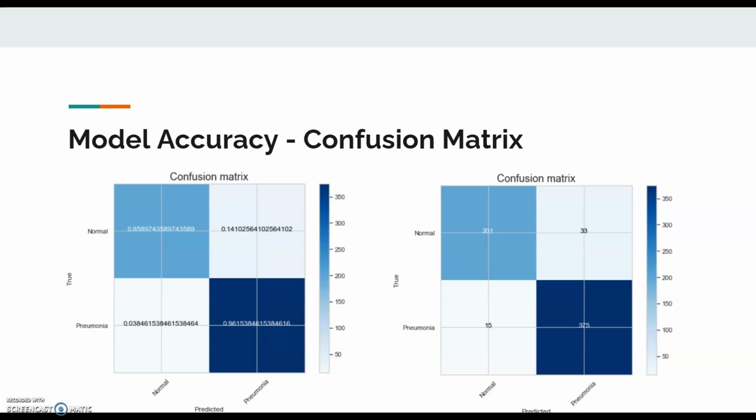So to interpret this confusion matrix, you can say on the top right, with 14%, 14% of normal cases were classified as pneumonia. And on the bottom right, you can see 96% of pneumonia cases were classified as actually having pneumonia. And on the bottom left, we have 3% of patients with pneumonia were classified as normal, which is a very low rate, low false negative rate.